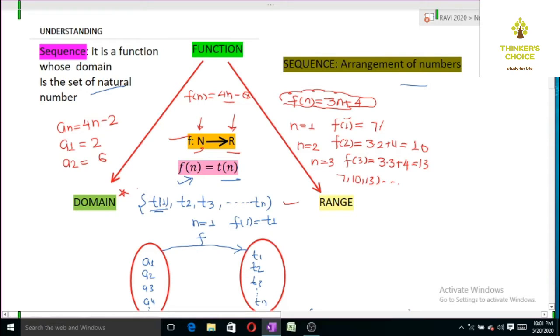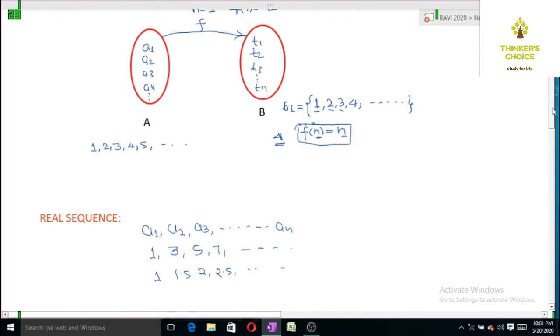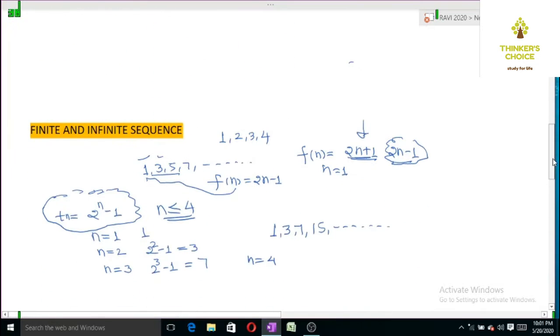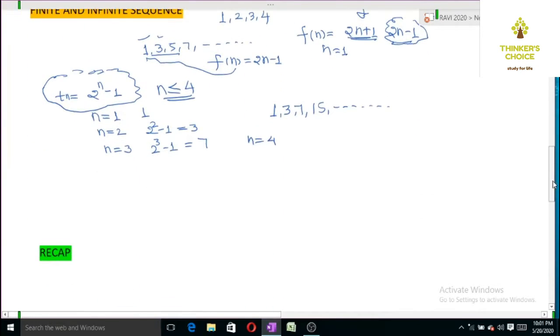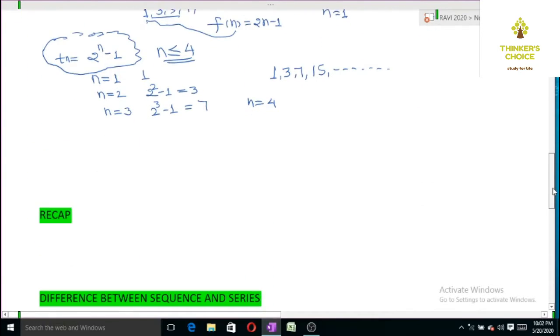In my first video, we studied the sequence. What is the basic definition of a sequence? Sequence as a function, and then what is the domain and range of the function. Now, in that continuation, we are going to study what is the sequence. This is all about the recap.